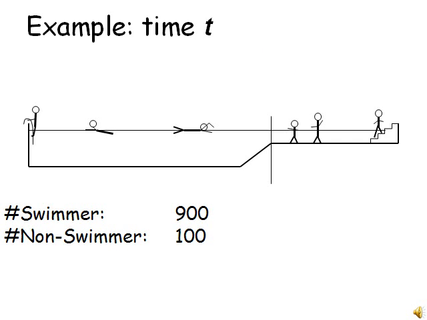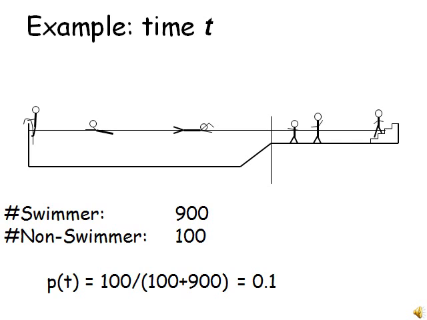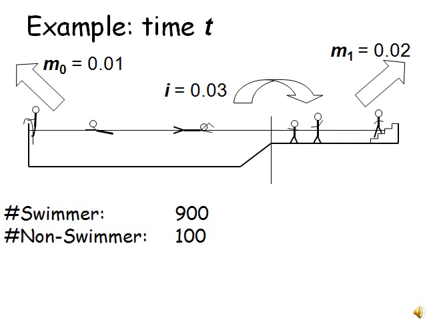At time t, let's assume that exactly 900 swimmers and 100 non-swimmers are in the pool. This means at time t, the prevalence is 10%. Furthermore, assume that the incidence is 0.03, m0 is 0.01, and m1 is 0.02. This means from those 900 swimmers, 9 get out of the water and 27 enter the non-swimmers part. In the non-swimmers, 2 get out of the water and 27 swimmers enter.